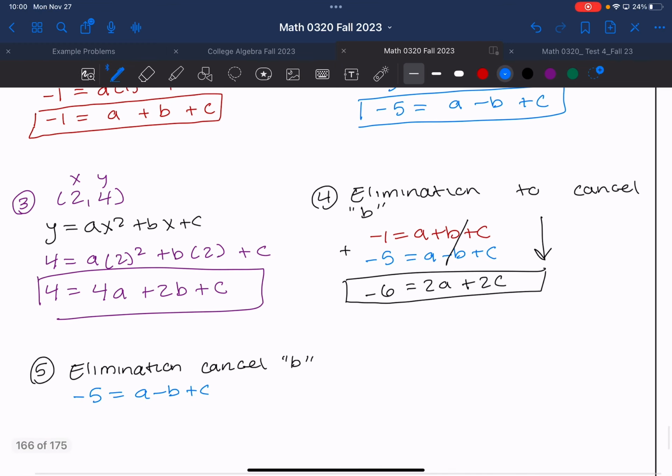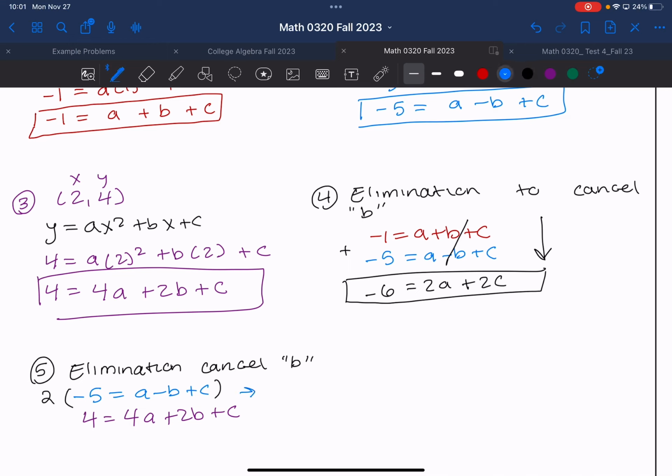Okay. And I already used the red equation with the blue equation. So that means I have to use what other equation? Purple, because I haven't used the purple one yet. So I have 4 is equal to 4a plus 2b plus c. But if I add these down, will the b's cancel? No. What would I have to multiply that blue equation by in order for my b's to cancel? By 2, and that's what I'm going to do. So I'm going to multiply this equation by 2.